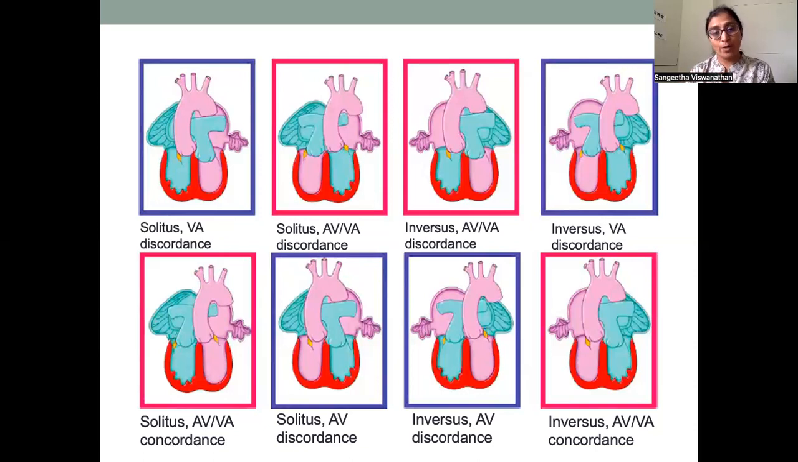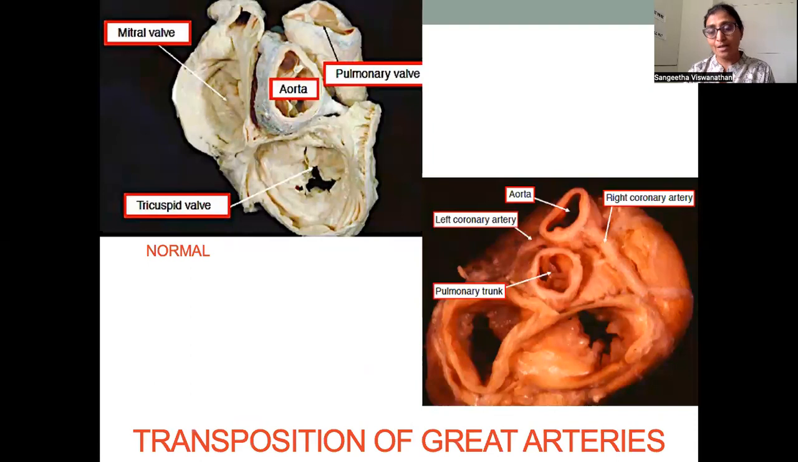So that's what I want you to understand. So there can be only AV discordance, there can be only VA discordance, there can be AV-VA discordance, there can be situs solitus, there can be situs inversus, there can be a combination of these kind of findings. Some of the combinations are more common than others.